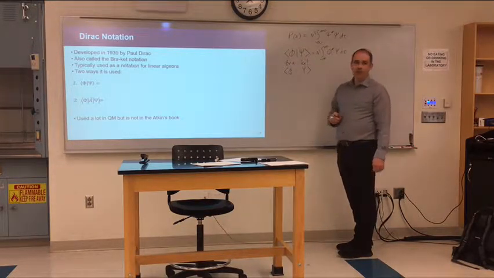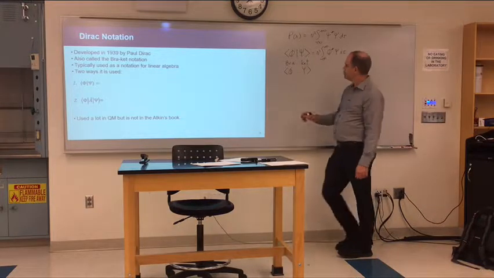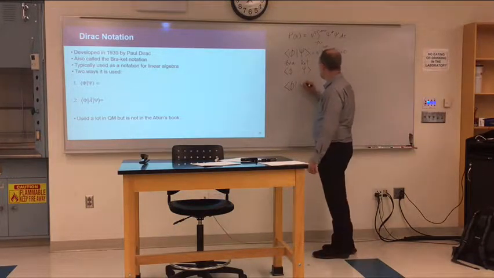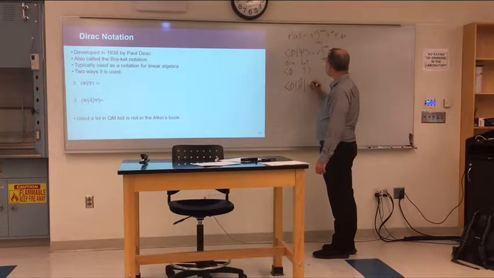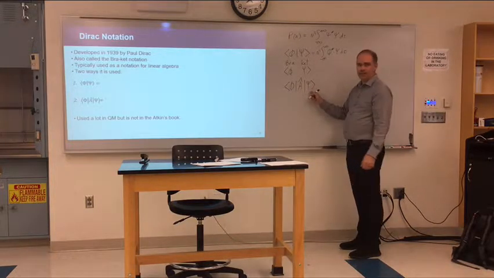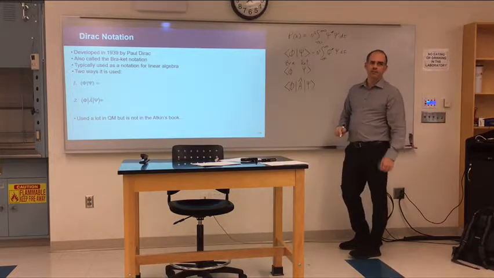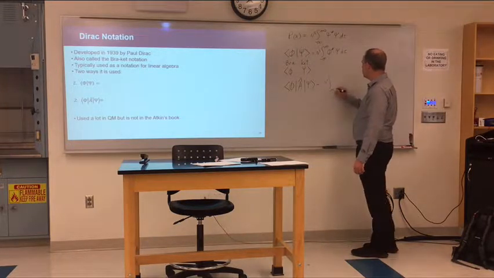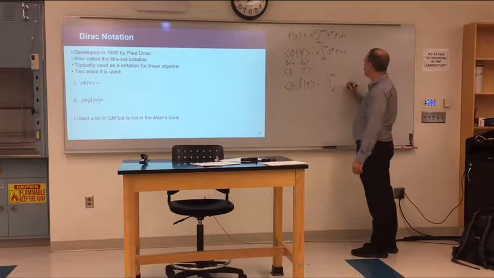The other form is when we have an operator thrown in. Okay, I've got the same thing. This is still a Bra, that's still a Ket, but now you're applying it to an operator. So this would be your normalization, negative infinity to infinity.